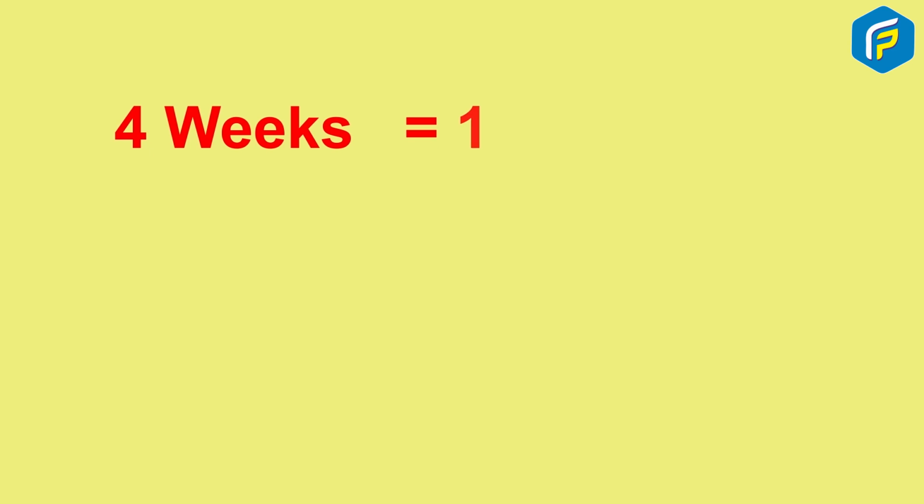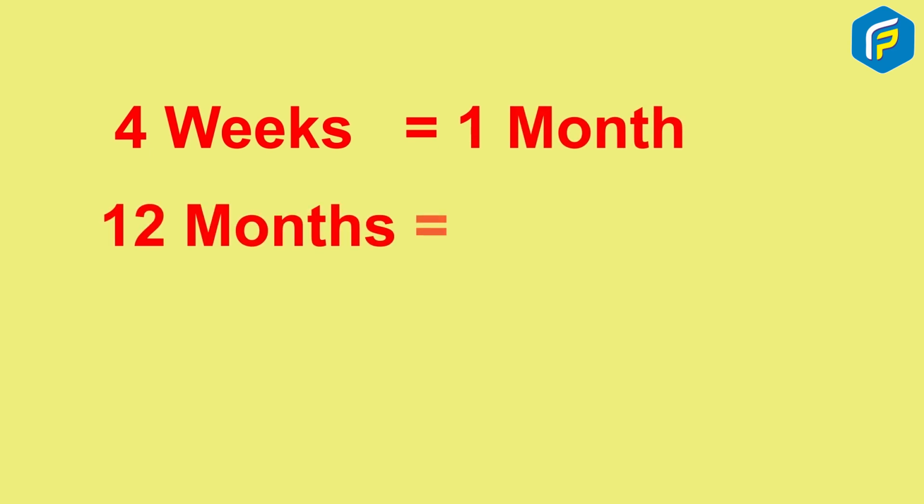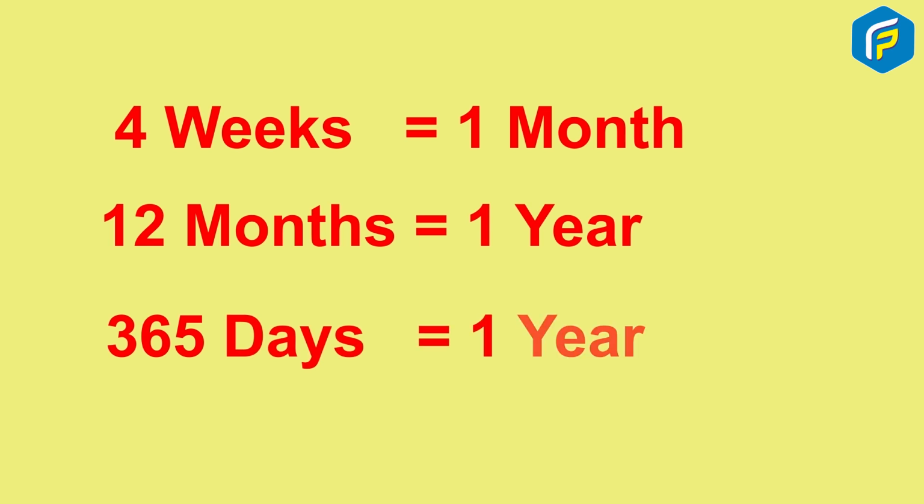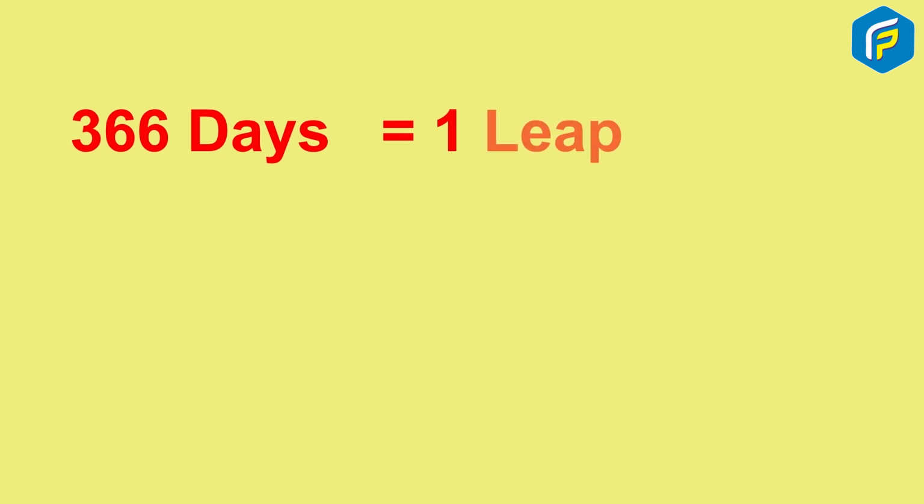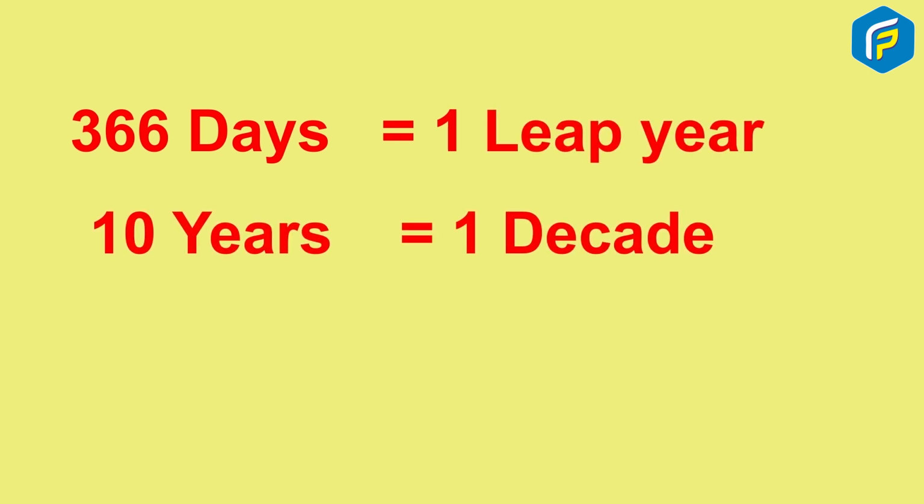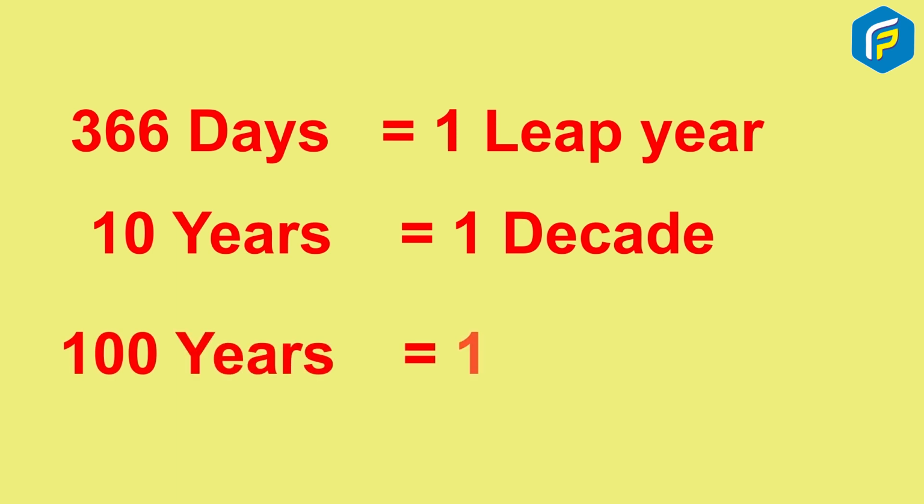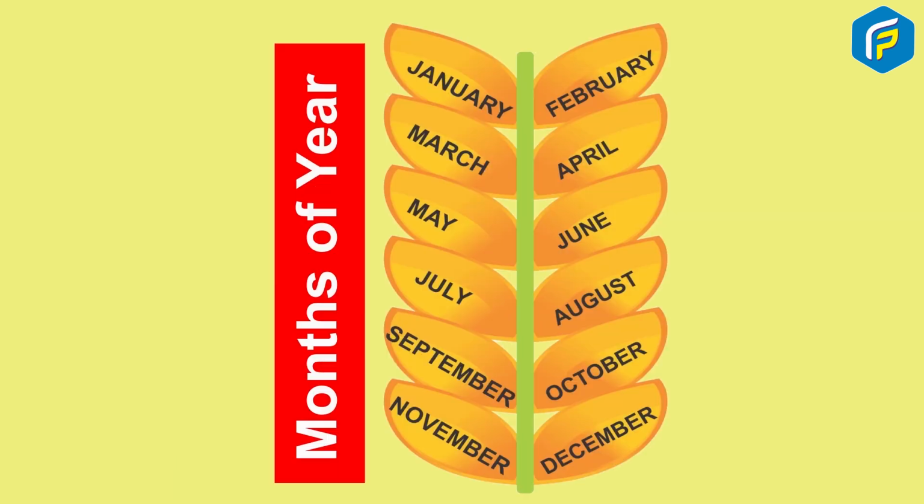4 weeks is equal to 1 month. 12 months is equal to 1 year. 365 days is equal to 1 year. 366 days is equal to 1 leap year. 10 years is equal to 1 decade. 100 years is equal to 1 century.